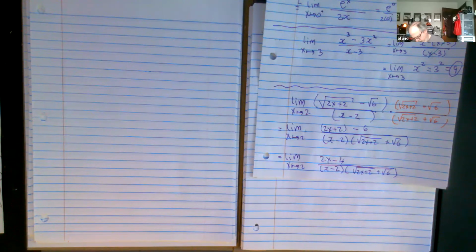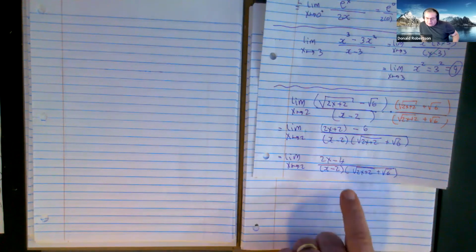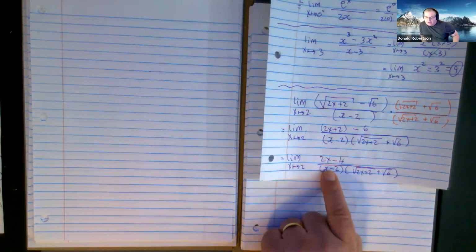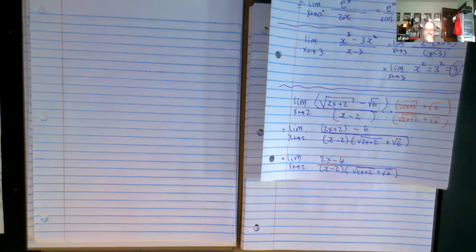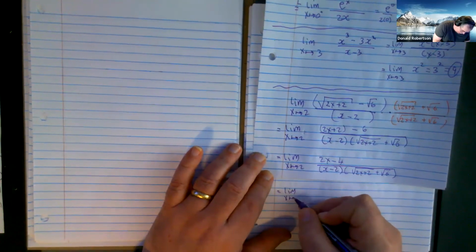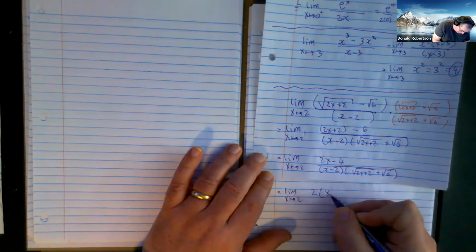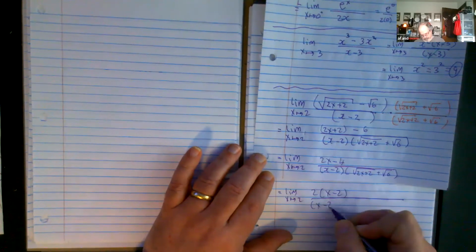Now, one of the things that should happen with the conjugate method is that there should be a cancel. And sometimes it's an obvious cancel, and sometimes you have to do a little bit of work. Do you notice that the top can be factored? Can't you pull out a 2? So if you did that, you now have 2 lots of x minus 2 all over this ugly stuff.